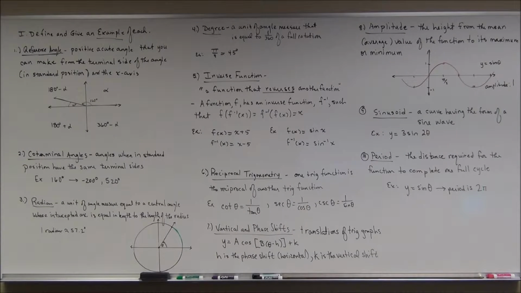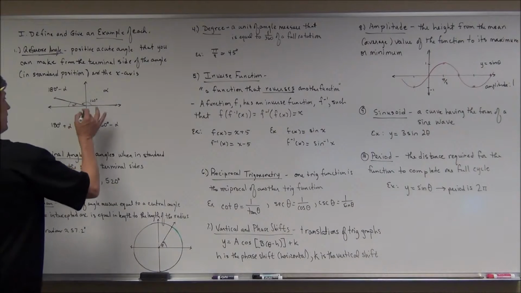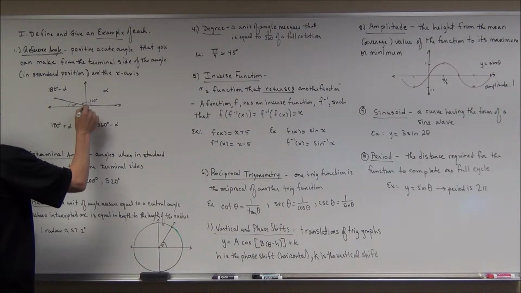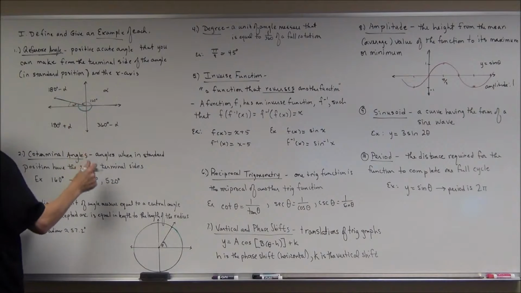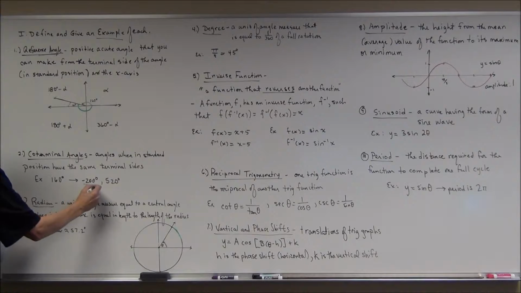Coterminal angles. The name gives it away, co-terminal. They have the same terminal side. Angles, when in standard position, have the same terminal sides. Here's a couple of examples. Like I have this 160 degree angle right here. This terminal side. What other angles are coterminal? Well, I've got negative 200 is one, because instead of going counterclockwise 160, I go clockwise 180 plus 20, 200 degrees. So that would be negative 200.